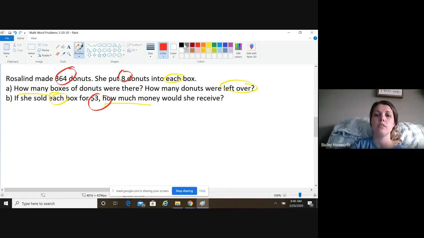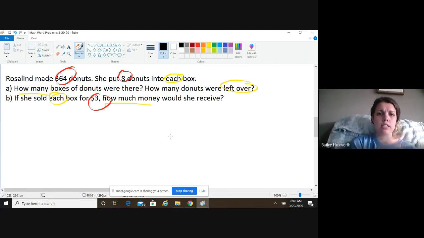So let's talk about our steps here. First things first. Rosalind made 364 donuts, and she puts 8 donuts in each box. So that tells me I'm grouping them, right? I'm putting them into a box. So here's a box. It's got 8 donuts. Here's a box. They got 8 donuts. Here's a box. They got 8 donuts. So I'm filling up these boxes with donuts. And it wants to know how many boxes of donuts there's going to be and how many were left over.